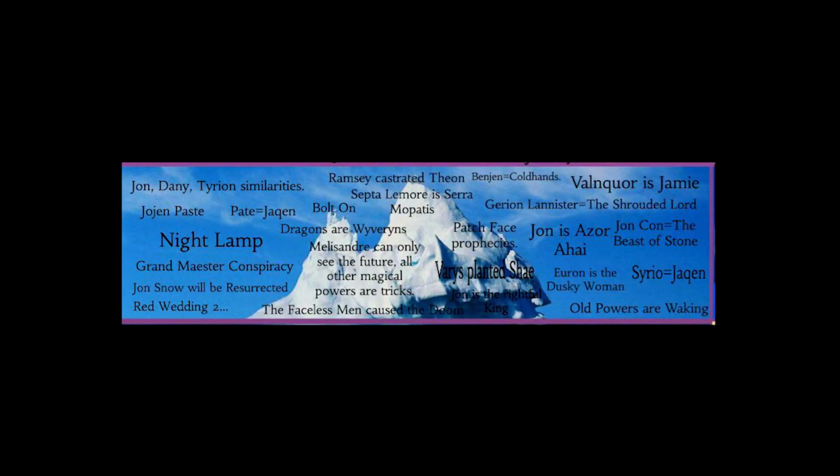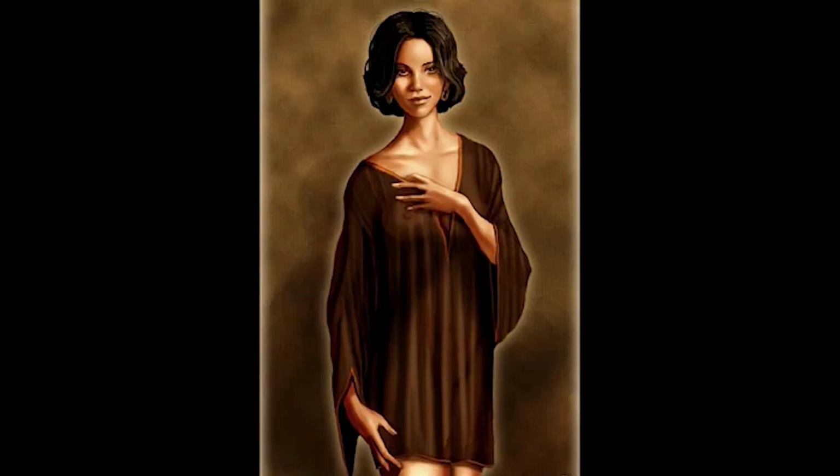Varys planted Shae. So this theory basically just says that Varys planted Shae into the Lannister camp so that he could have a spy working against the Lannisters.